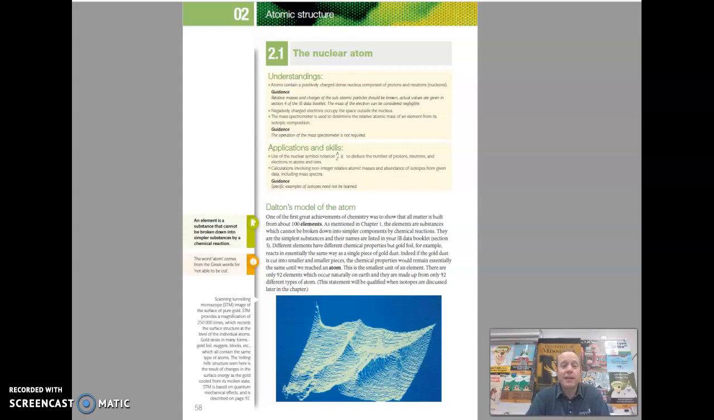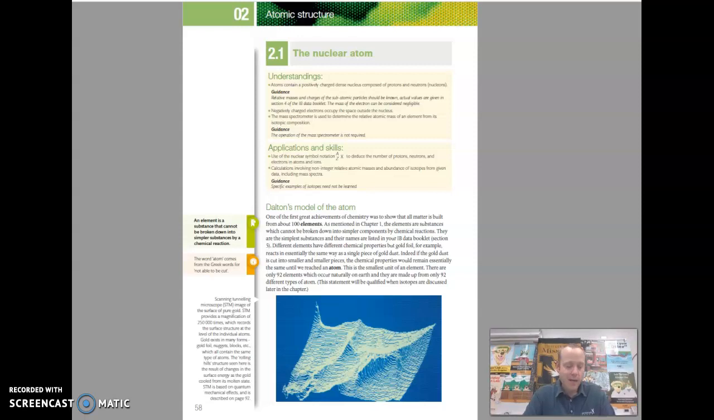Truth be told, for the history of the atom, there's not going to be an IB or AP test question that asks you who discovered what. However, it is nice to have a foundation that our understanding of the atom is based on models, and those models change as we gather new information about what's going on inside of an atom. So every time we do an experiment, we learn something new, we change our model to incorporate the new stuff.